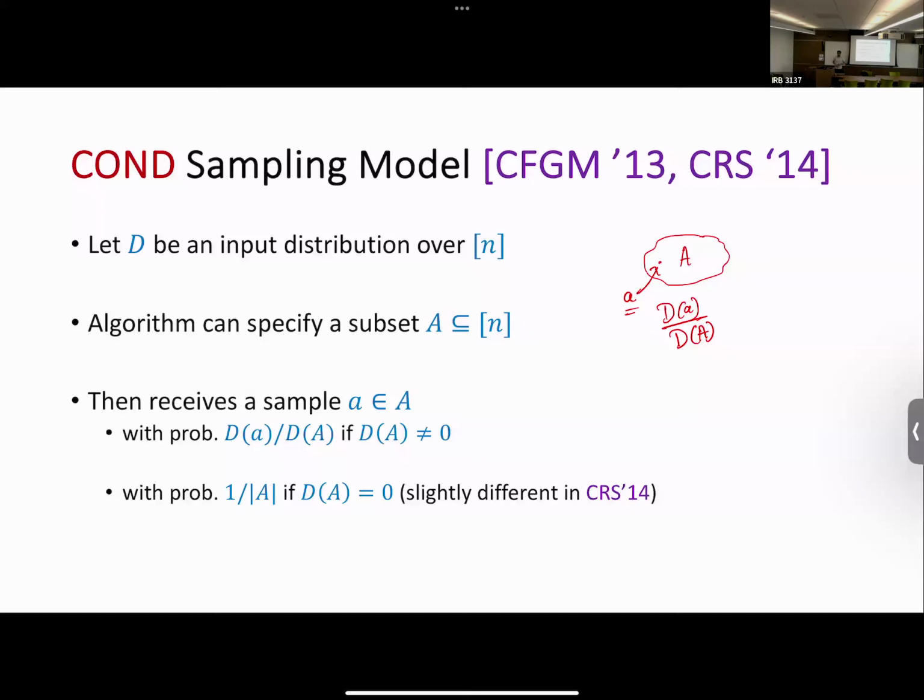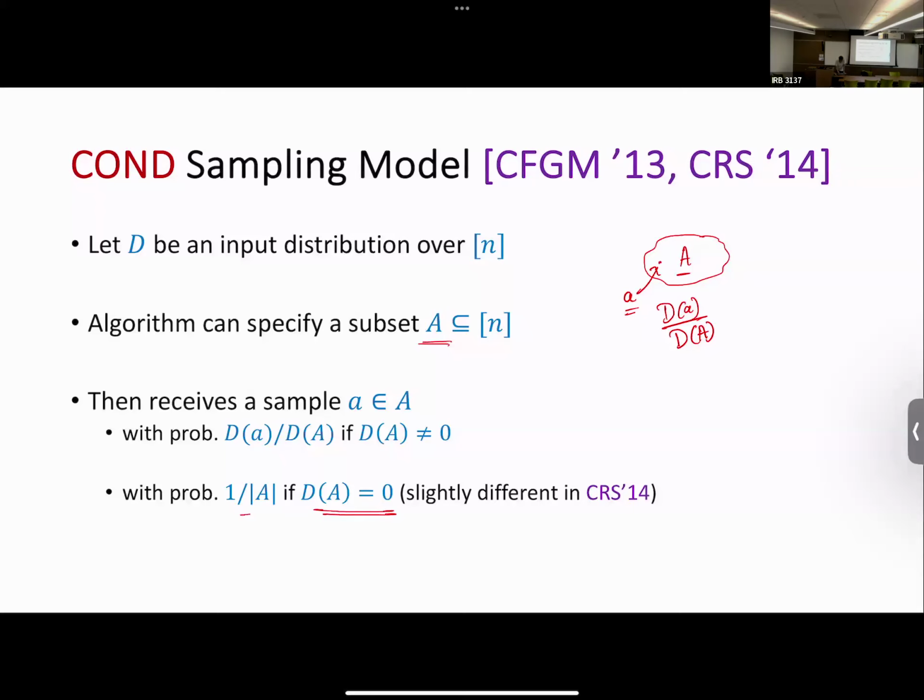But one thing we have to be careful about is handling a particular situation. Since the algorithm has no information about the probability mass on this particular set, it may give as a query some set which has basically zero probability mass. We have to handle those cases carefully. When this model was introduced, by two independent works, in one work the authors use the convention that if the probability mass over A is zero, then I will return just some arbitrary element from A uniformly.